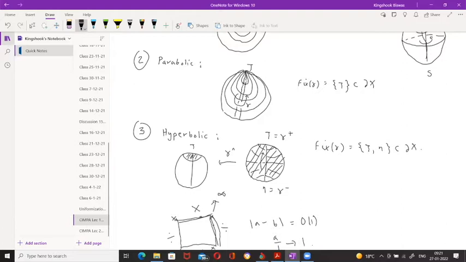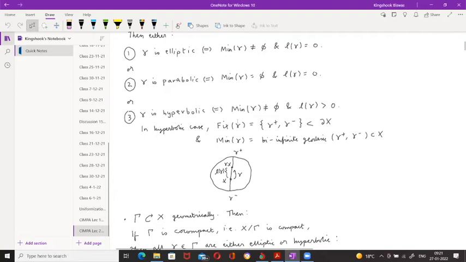And then the hyperbolic case corresponds to the case where Min(γ) is non-empty and L(γ), the length, is positive. Okay, so in the hyperbolic case, we know the fixed point set is just a two-point set on the boundary, attracting and repelling fixed point. And Min(γ), in this case, is actually the bi-infinite geodesic joining the two fixed points.